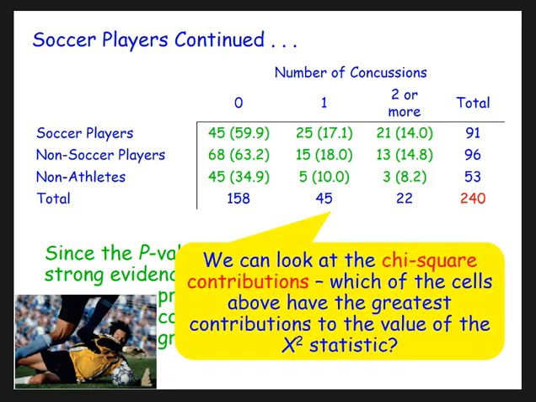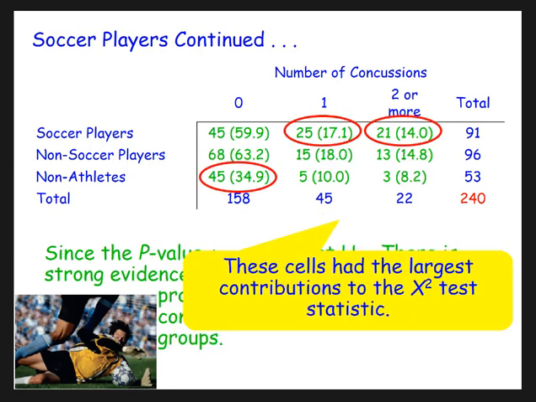Now we can look at the chi-squared contributions, to see which of the cells has the greatest contribution, which ones have the biggest difference between the observed and expected. But also remember, for a large expected value, we have to divide by the expected value, so that can make a difference as well.